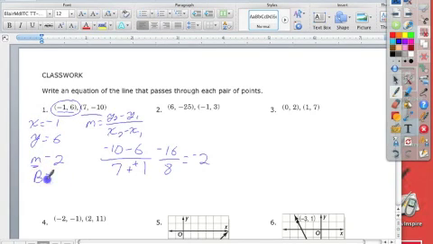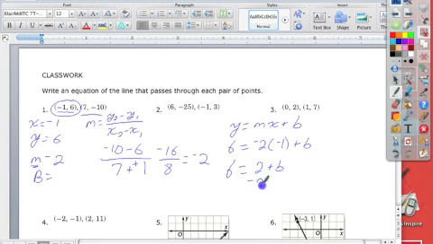From there I can find my b, simply by going y equals mx plus b. Y is 6, m is negative 2, x is negative 1, plus b. 6 equals 2 plus b. I subtract 2 from each side. 4 equals b. So the answer to this would be y equals negative 2x plus 4. And that is the way you would solve 1, 2, or 3.